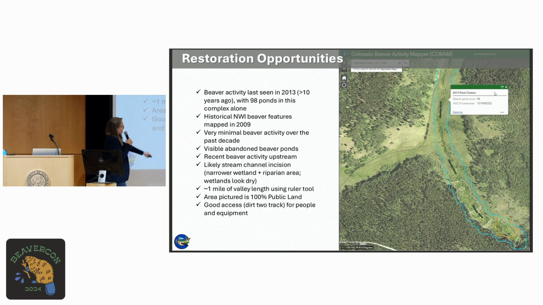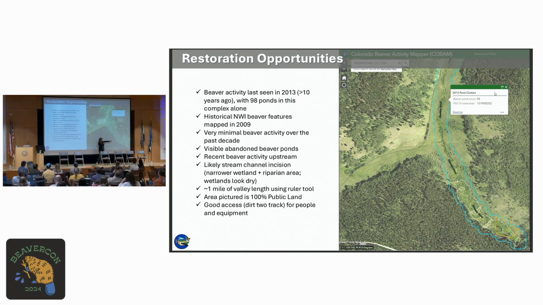And importantly, this little riparian wetland area, you can see goes from being much wider, in this lower part of the image, to much narrower up above. And that channel is incised, and the wetland has become drier. So fortunately, this is all on public land, and it's got good access for people and equipment. And so our friends who have done the restoration out there have seen beavers come back in, presumably from areas upstream. So yeah, just a case study of how you might use this tool to explore similar sites around the state.